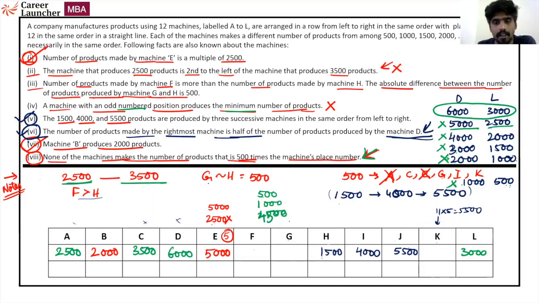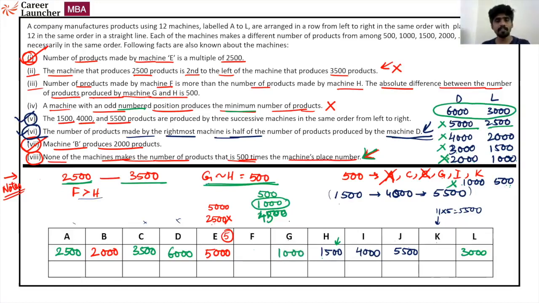Now, we know that the difference between G and H was 500. H is already having 1500 units. If H has 1500 units, G must be choosing 1000 from it because the difference between G and H is given as 500. So G must be 1000.